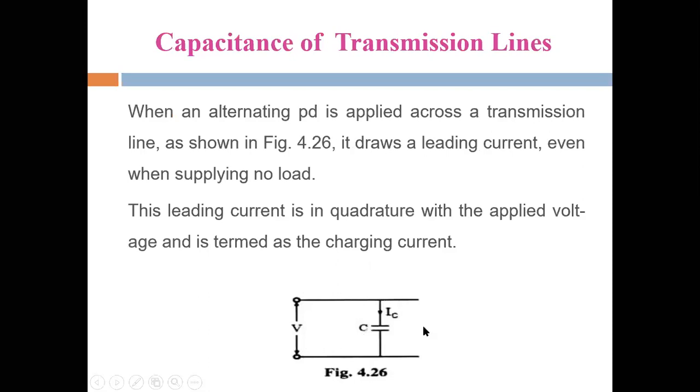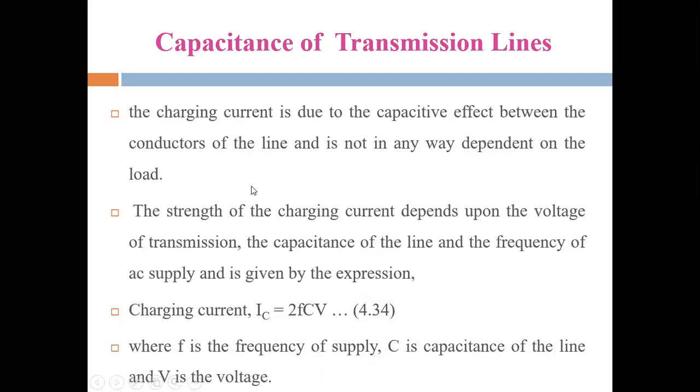When we apply the voltage to that capacitor, it draws a leading current without having the load. That leading current is in quadrature with the voltage and is called the charging current, IC. Therefore IC is equal to 2 pi F C V, where F is the supply frequency, C is the capacitance and V is the applied voltage. IC means the charging current.